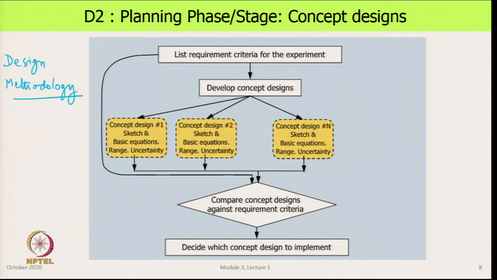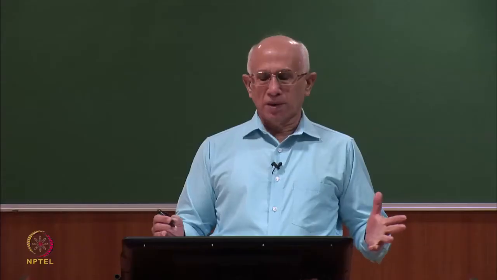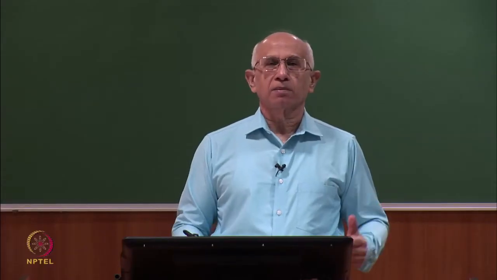By design, we mean, say, industrial design in that sense, not designing by solving equations. So, what we do is we list the requirement criteria for the experiment, which is what data we need and its uncertainty. And we say what is the concept on which I can make this.